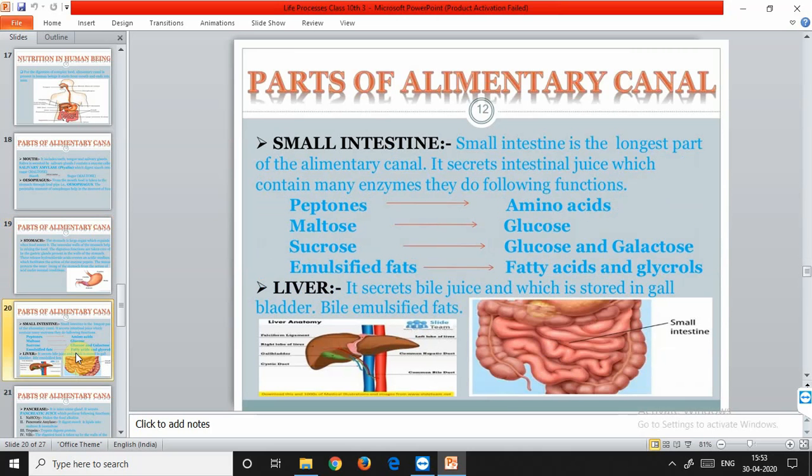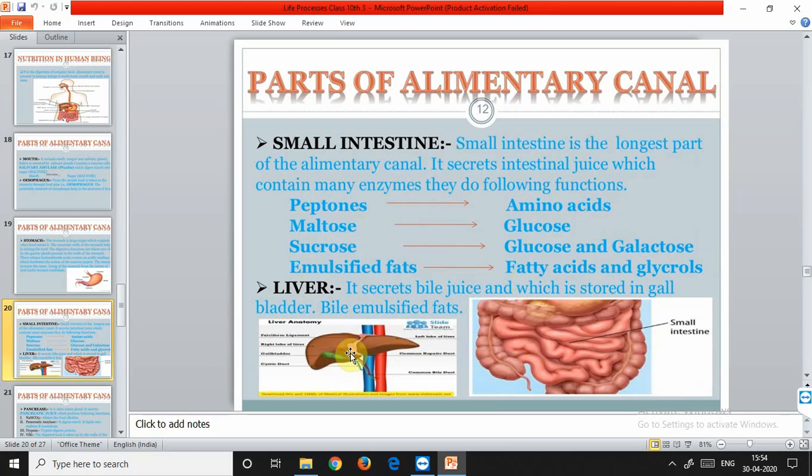Then we come to the small intestine. The small intestine is the longest part of the alimentary canal. It secretes intestinal juice which contains many enzymes. So these are the various enzymes that are attributed to perform the digestion of the various different nutrients that we are taking in. So peptones are for amino acids, maltose for glucose, sucrose for glucose and fructose, as well as for emulsified fats, fatty acids and glycerols are utilized.